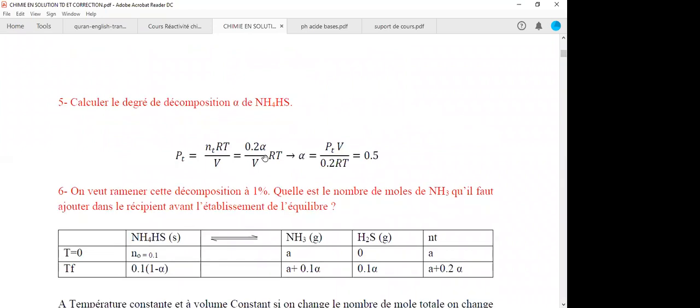So here you have total pressure equal to 0.2 alpha RT divided by the volume. So you can cross multiply. You have total pressure times volume given by 0.2 alpha RT, meaning you are going to divide by 0.2 RT, and you are going to have alpha equal to total pressure times volume divided by 0.2 RT.